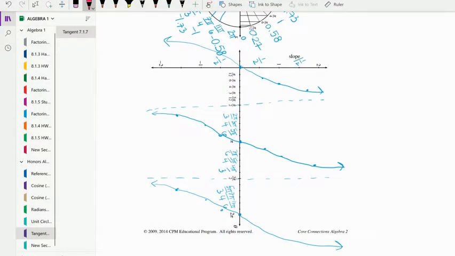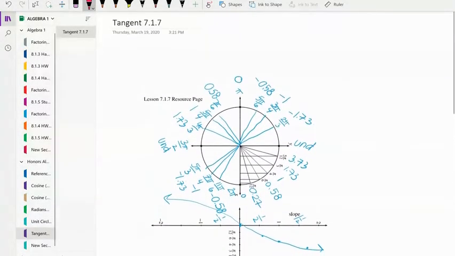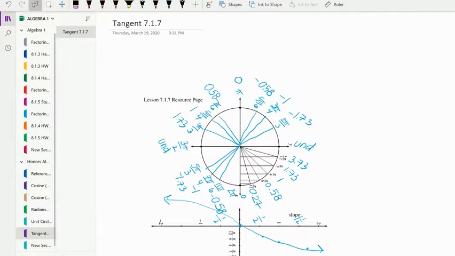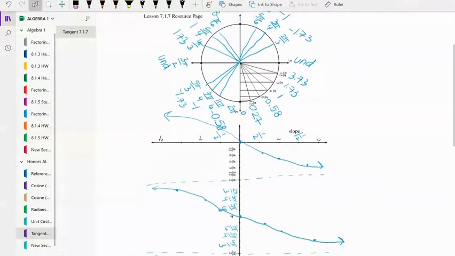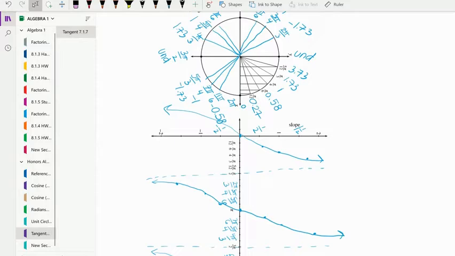We are going to be looking at the tangent function. This is from 7.1.7, and right now I have the resource page printed out with the solutions. So there's just a couple more things that I wanted to talk about to make sure you guys fully understand tangent. So clearly we can see that this looks way different from sine and cosine. One of the biggest differences is that tangent has asymptotes, vertical asymptotes, where sine and cosine do not.